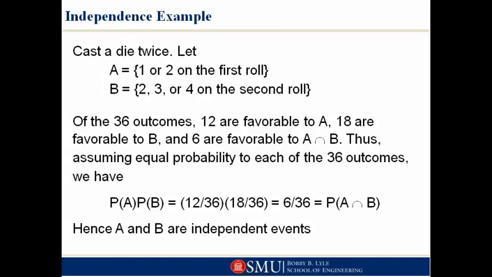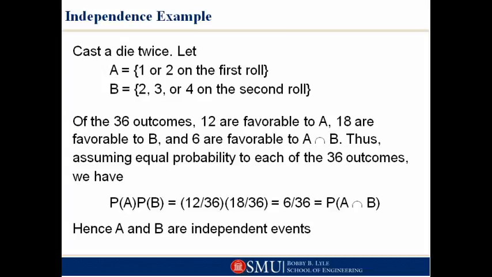But anyways, of the 36 outcomes, 12 are favorable to A, and 18 are favorable to B. 6 are favorable to A and B. So those would be the 6 that have a 1 and a 2, 1 and a 3, 1 and a 4, 2 and a 2, 2 and a 3, 2 and a 4, right? Those 6 different pairings are favorable to A and B.